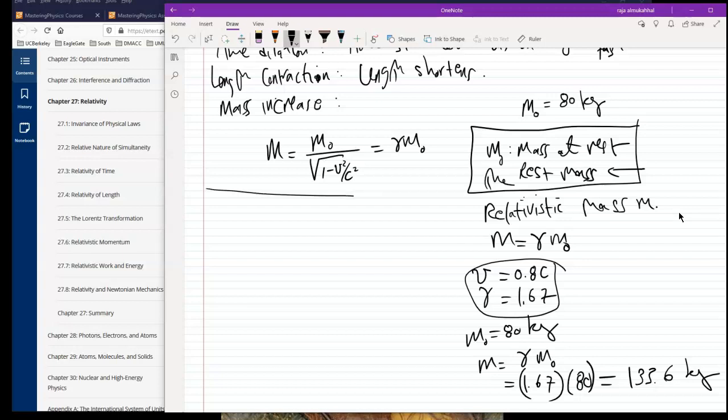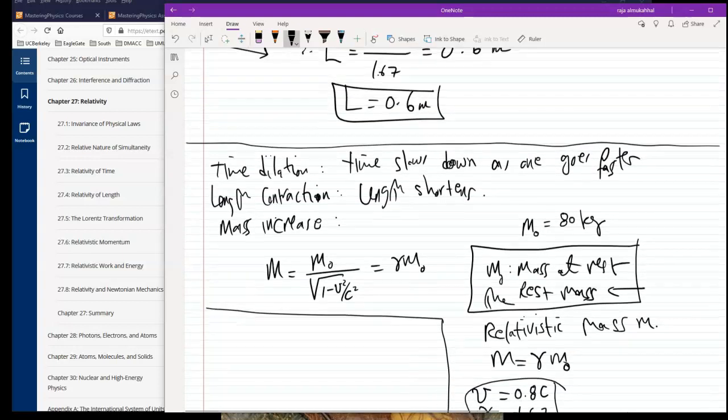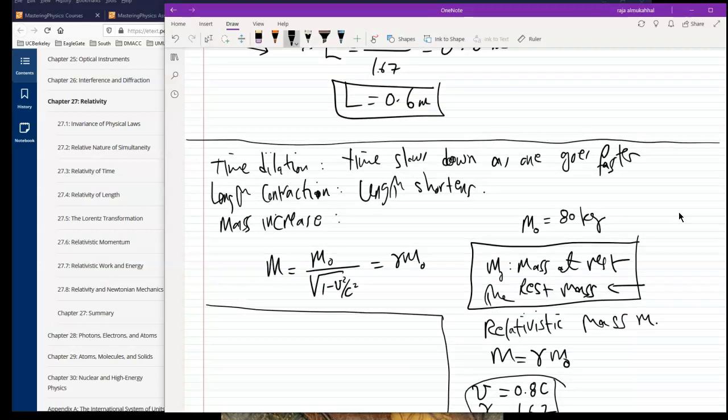Now, as a result of that, remember, we have 3 things going on here. Time slows down as you go faster and faster. Length becomes shorter as you go faster and faster. The mass increases as you go faster and faster, okay?